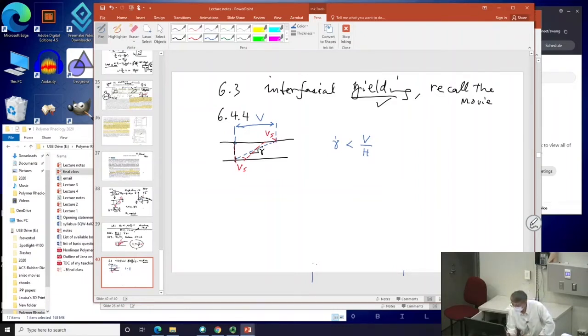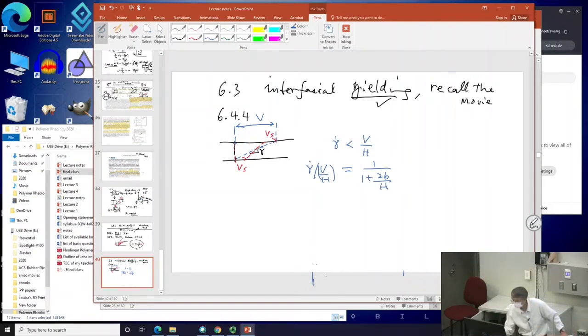But in reality, if there's a slip, as I just showed you, the bulk shear rate will be in the red, not in the blue. Yeah? And it's, of course, smaller because there's slip. And in fact, we had the formula that this is nothing but 1 over... I just want to show you which equation that was.